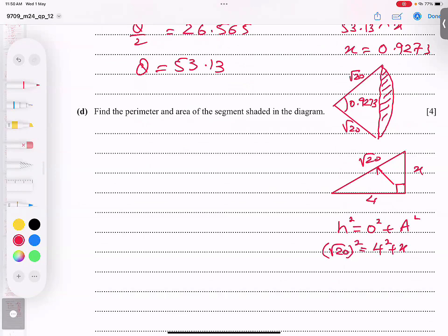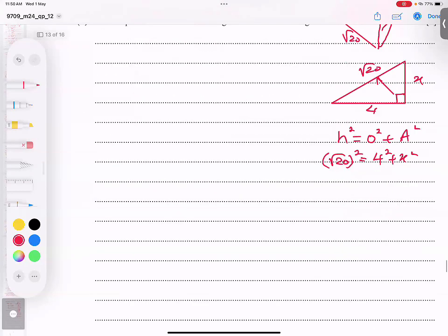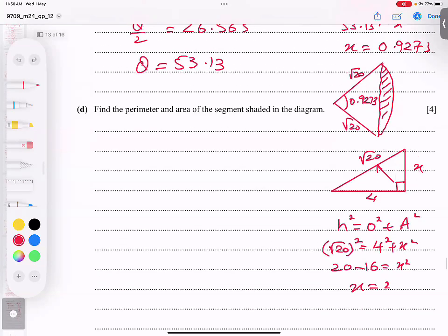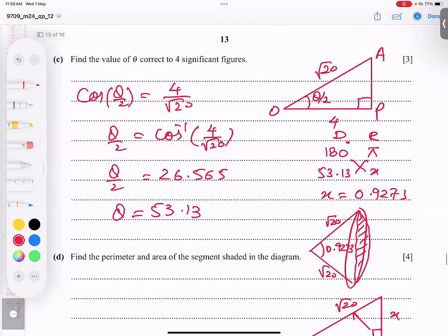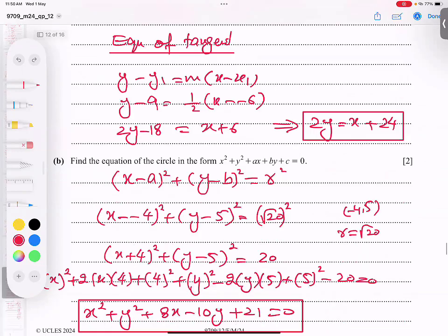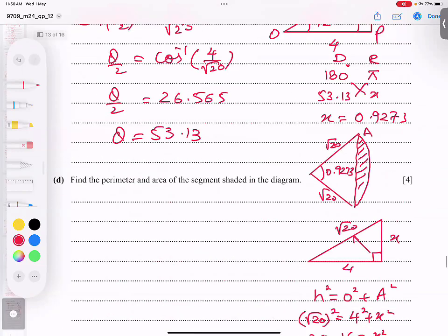4 squared plus X squared. Root 20 squared becomes 20 minus 16. I got a 4 and I got a 2. So, students, this gap is 2. If this gap is 2, then this becomes 4. So, let me check what letters he used: AB. Okay, I write this A and this B.